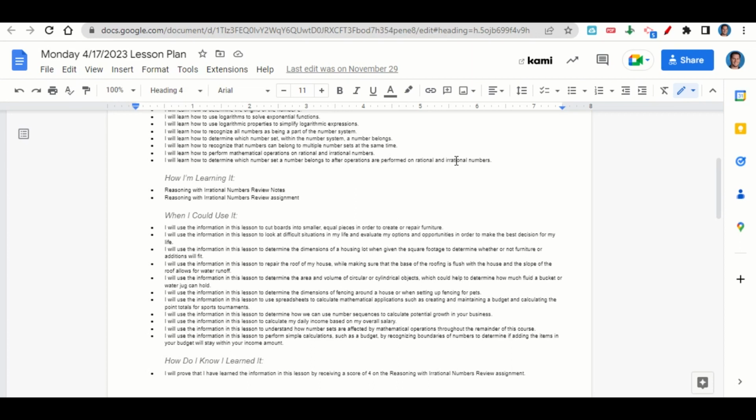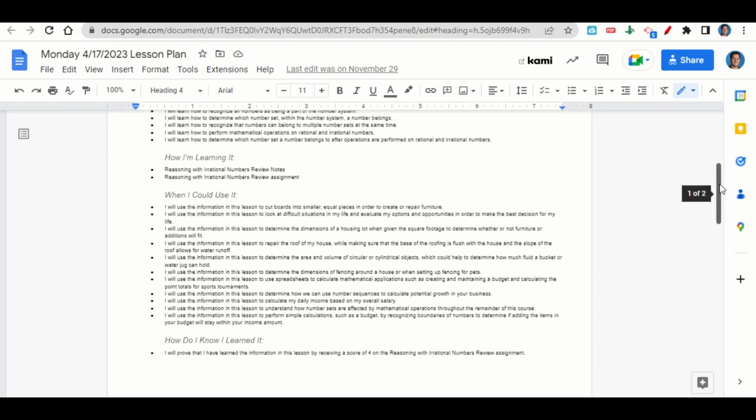can use number sequences to calculate potential growth in your business, to calculate your daily income based on your overall salary, to understand how number sets are affected by mathematical operations throughout the remainder of this course, and to perform simple calculations such as a budget by recognizing boundaries of numbers to determine if adding the items in your budget will stay within your income amount. How do you know you learned it? By getting a score of 4 on the Reasoning with Irrational Numbers review assignment.